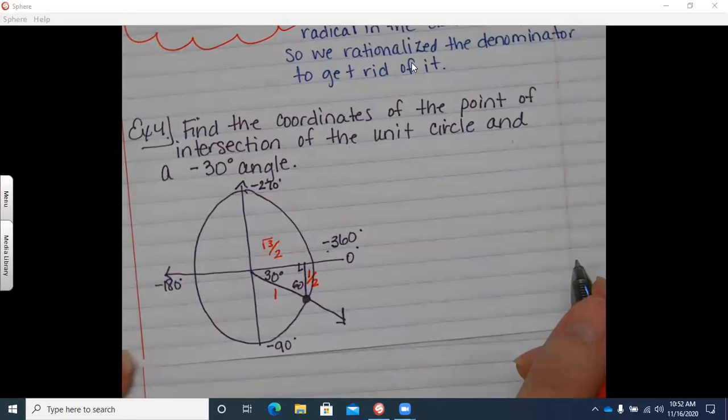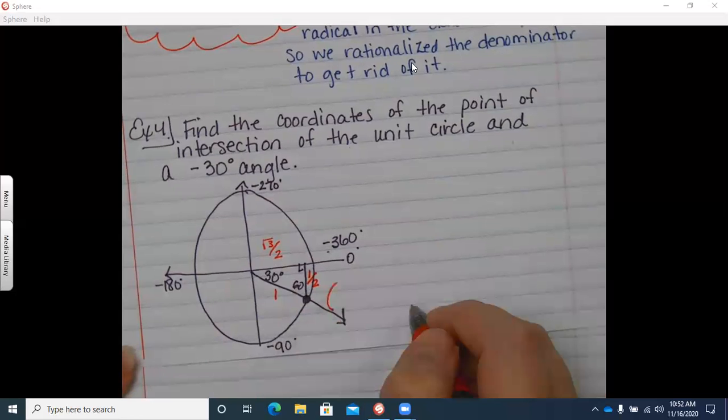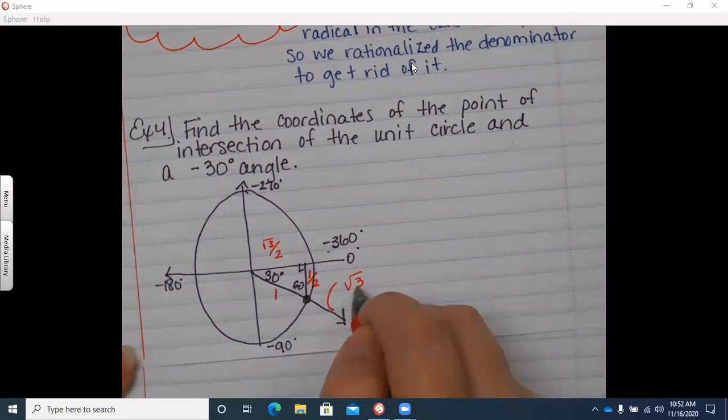So remember, we are in the 4th quadrant. What's my x coordinate? Square root of 3 over 2. What's my y coordinate? Negative 1/2. I'm so impressed you said the negative.